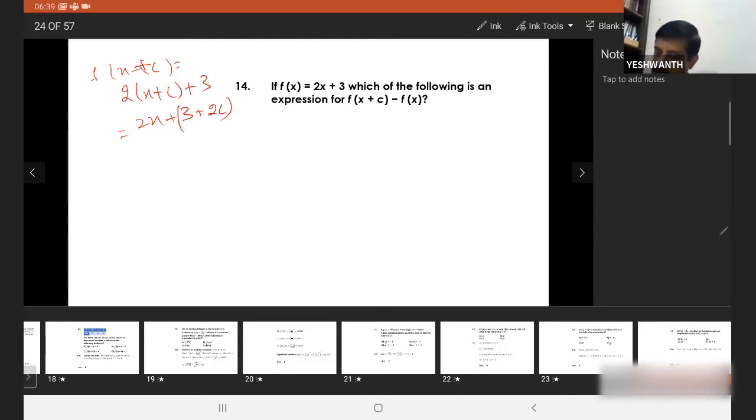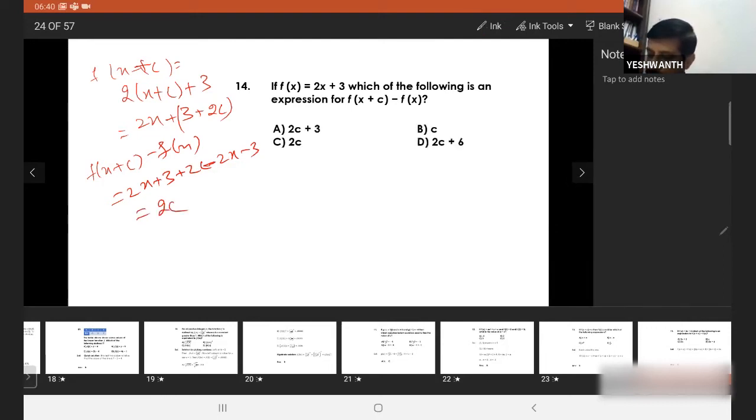Okay. So now f of x plus c minus f of x is what? 2x plus 3 plus 2c minus f of x, which is 2x plus 3. So that is equal to 2c. So you have option C here. Please note it quick.